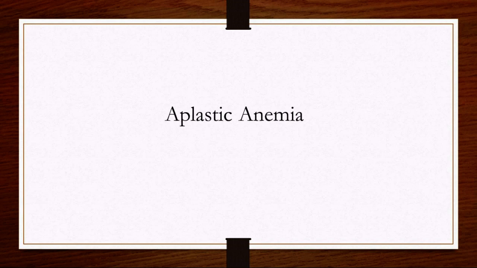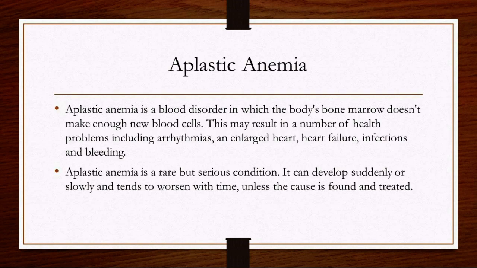Okay, so there's a lot to learn about anemia. So let's talk about aplastic anemia, which maybe you've seen in the hospital. It's a blood disorder in which the body's bone marrow doesn't make enough new blood cells. This can result in a bunch of health problems such as arrhythmias, enlarged heart, heart failure, infections, and bleeding.